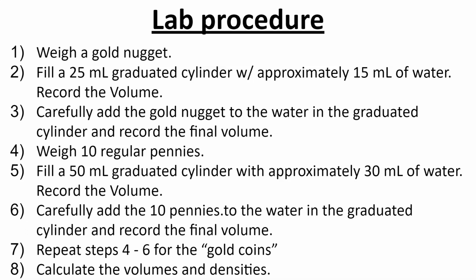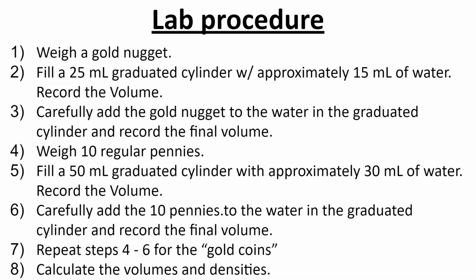If you had a gold nugget, you would first weigh it on an electronic balance and record the mass. Then you would fill a 25 milliliter graduated cylinder with approximately 15 milliliters of water, add the gold nugget, and record the final volume.